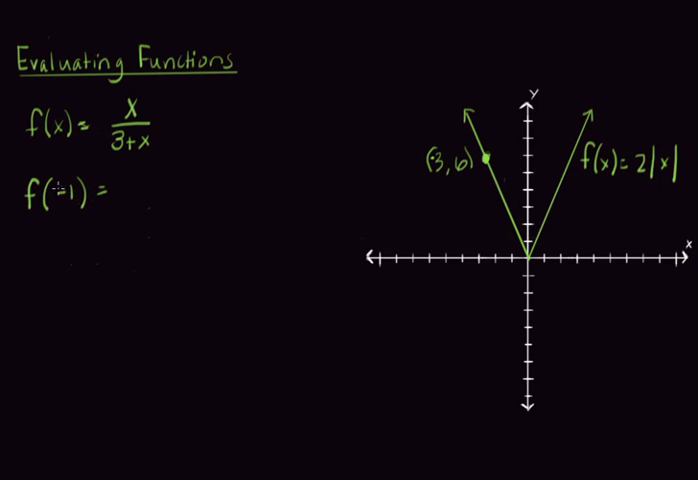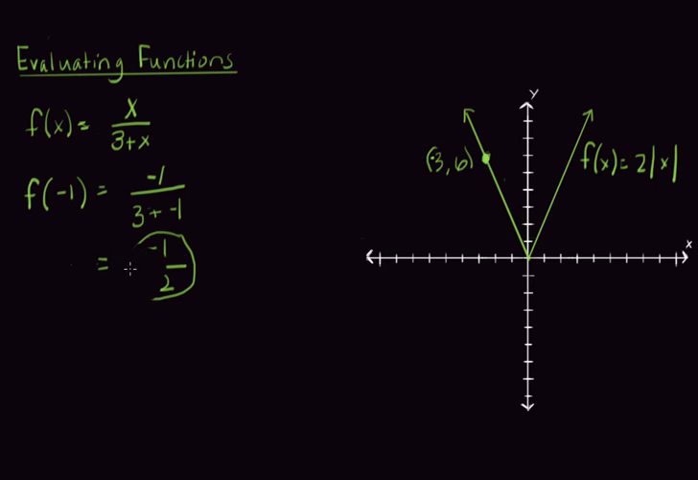If we want to evaluate when x is negative 1, that means that we're going to plug in a negative 1 anywhere we see an x. So anywhere I see an x here, I'm going to write negative 1 instead. So I have negative 1 over 3 plus negative 1. 3 plus negative 1 is 2. So I have negative 1 over 2, which is negative a half. And that is my answer. This is the output when x is negative 1.